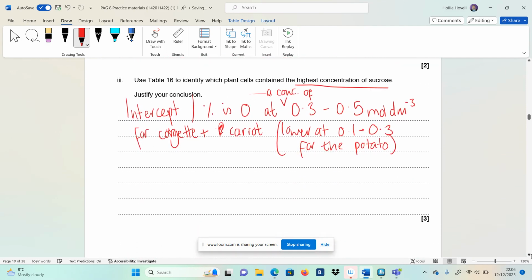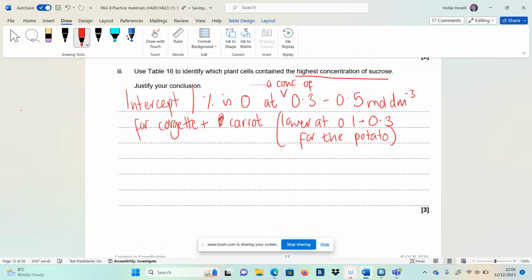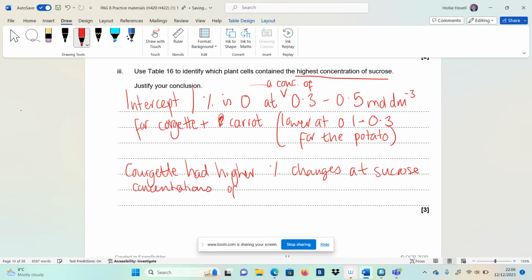You might have tried to extrapolate the numbers, extend the numbers and work out what it would have been in that gap, and you would have probably come to that conclusion for that as well. So the courgette had higher values, higher percentage changes at sucrose concentrations of 0, 0.1 and 0.3 moles per decimeter cubed. Okay, so that would be one mark. That would be one, that would be one, that would be one, because you compared each one.